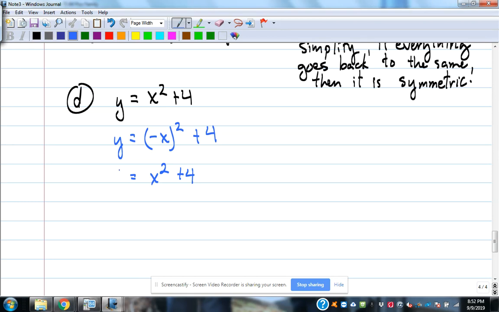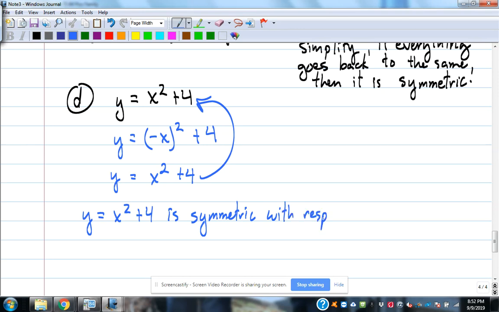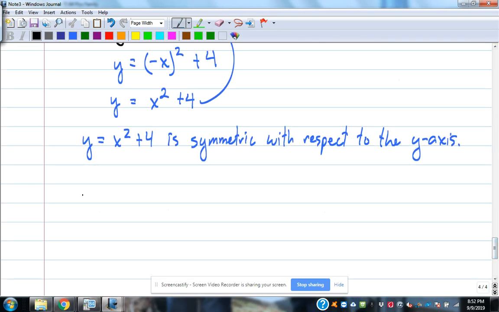So is that back to the original? Yeah, that matches that. So this is symmetric. So y equals x squared plus 4 is symmetric with respect to, kind of a long answer here, the y-axis. Okay. So there's our test for symmetry with the y-axis. All right, so let's talk about symmetry with the x-axis. Okay, so x-axis symmetry.